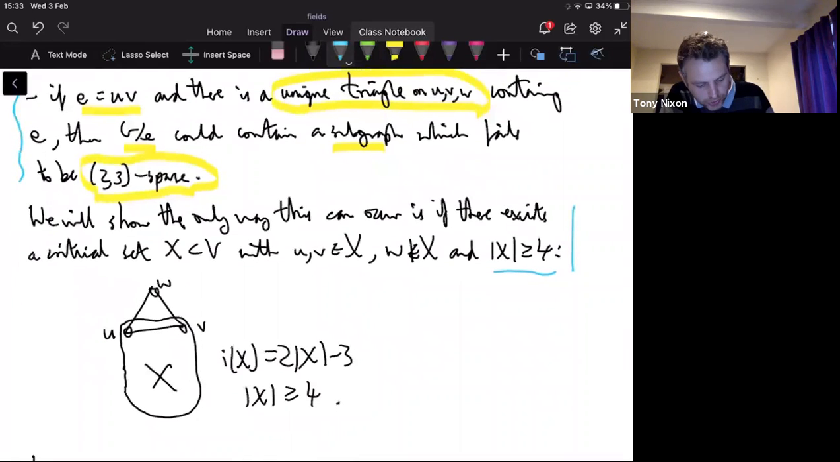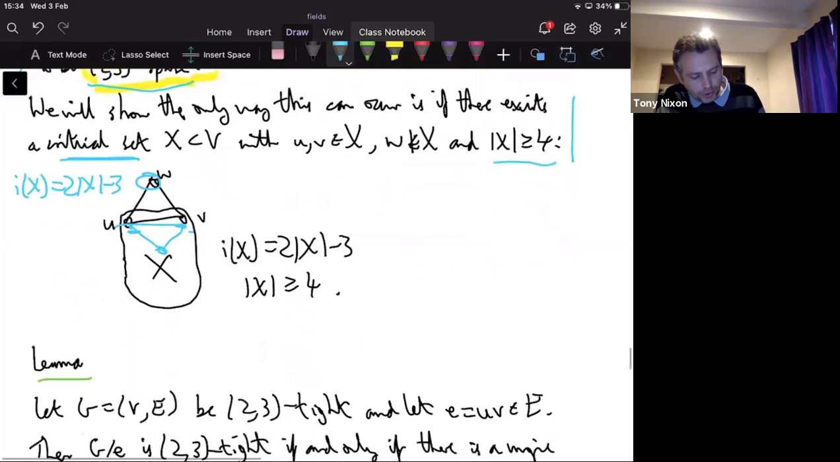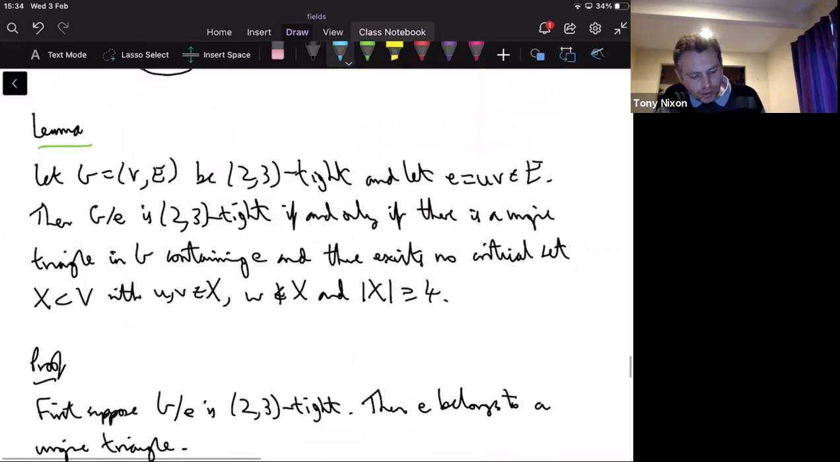But first of all, what's this break of sparsity? What we're going to prove is the only way this can actually happen is if there's a critical set. Remember, critical meant that I of X is 2X minus 3. And so one of these sets contains U and V, but it doesn't contain the third vertex of the triangle, and it has at least 4 vertices. If it only had 3 vertices, it would be U, V, and something else, and hence it would be exactly the one we said for the simplicity problem. Okay, so this is what we're going to prove, that the only things that can go wrong are these 2. So that's what the lemma says.